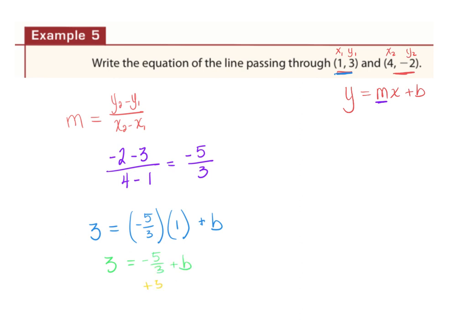I need to add 5/3 to both sides. I need a common denominator, 3 over 1. That's the same thing as 9 over 3, right? 9 over 3 equals 3. So I have 9/3 plus 5/3. My b is going to equal 14/3. So now I have my m and I have my b. I'm ready to write the equation, which is what they asked me to do. The equation then is going to be y equals my m, negative 5/3 x, plus my b, plus 14/3.